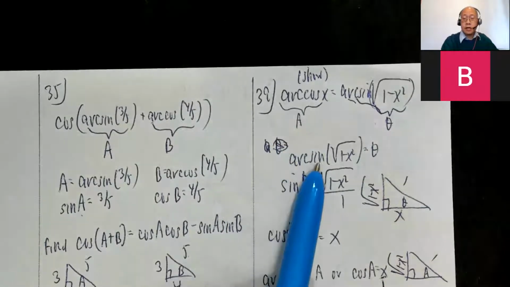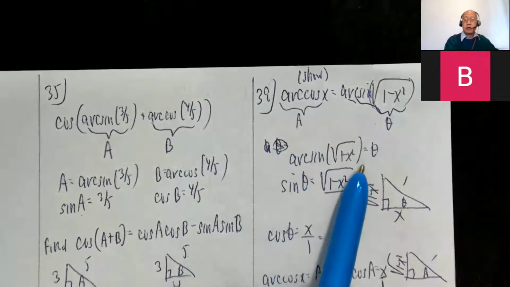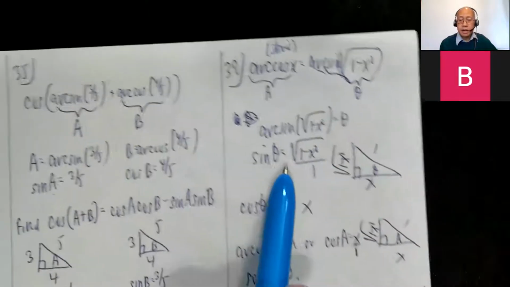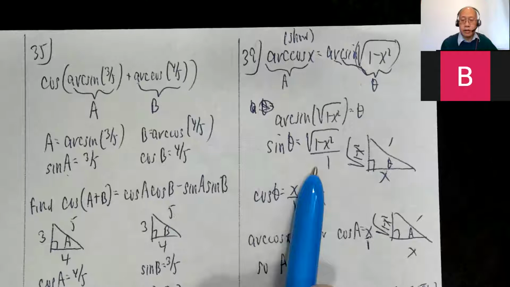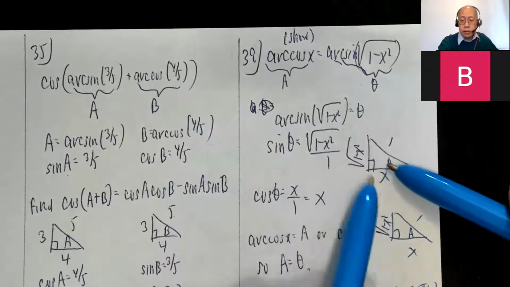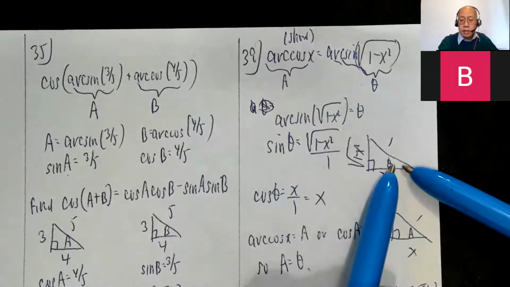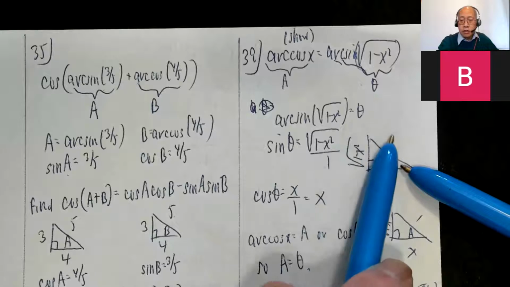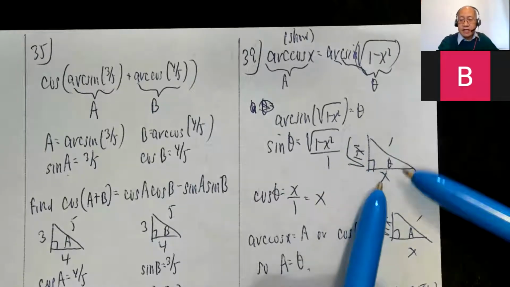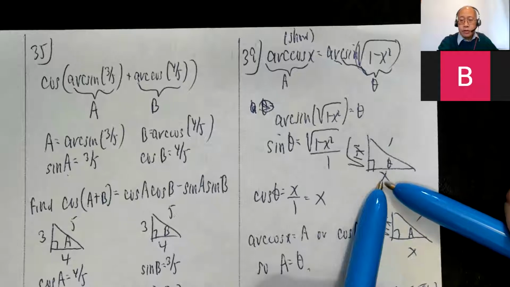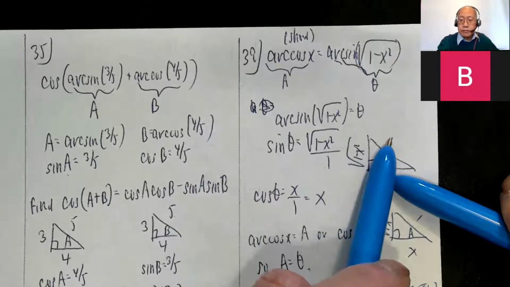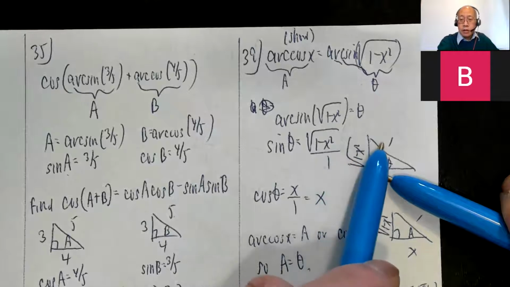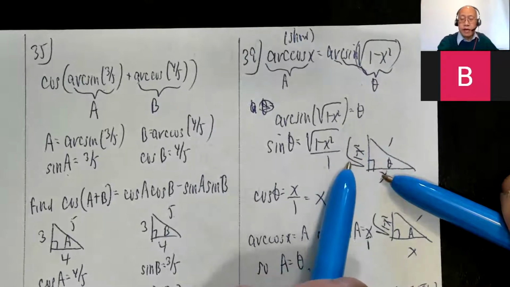All right, so arc sine of radical 1 minus x squared, call that theta. That means sine of theta is radical 1 minus x squared over 1. I drew myself a triangle. Sine of theta is opposite over hypotenuse, so radical 1 minus x squared over 1. Believe it or not, that makes this side x. You can use the Pythagorean theorem for that. If you know this is 1, if you square it, it's 1. The square of this is 1 minus x squared.